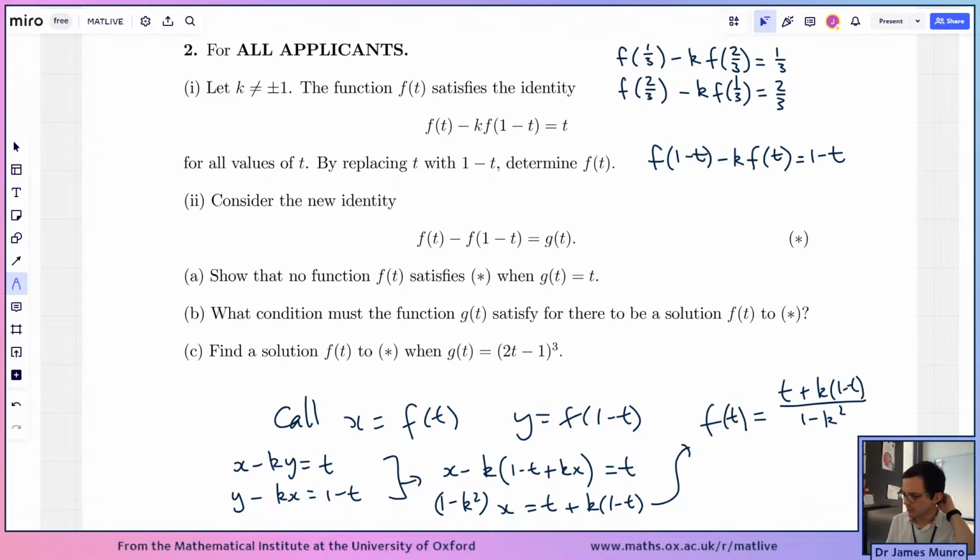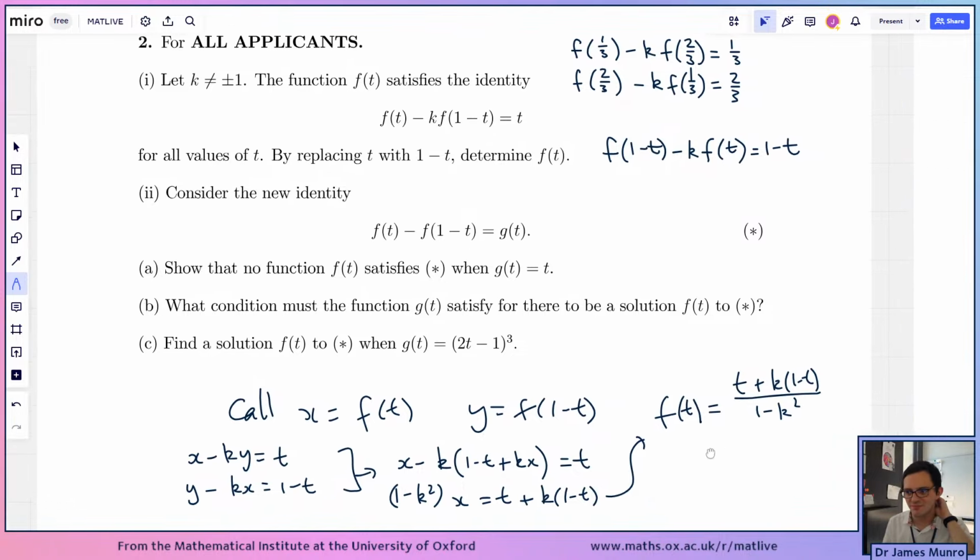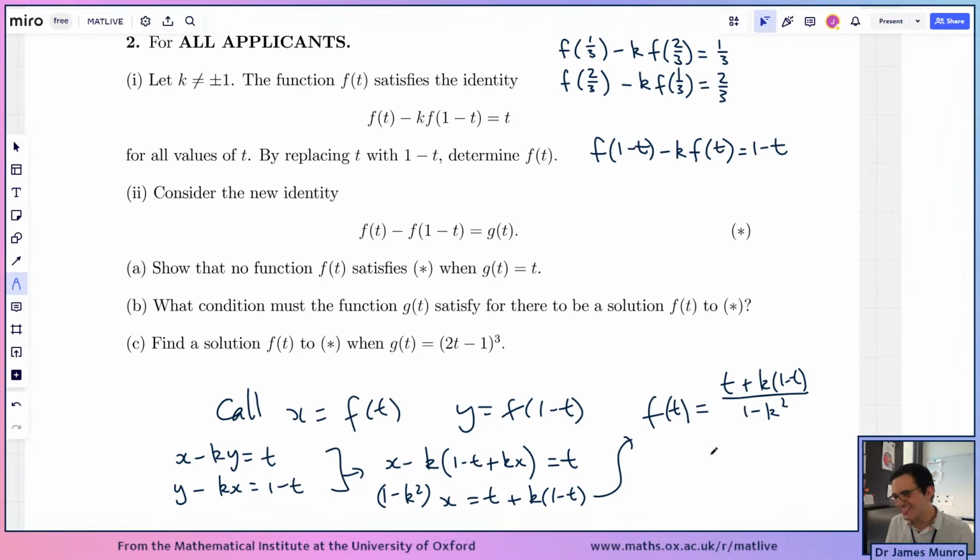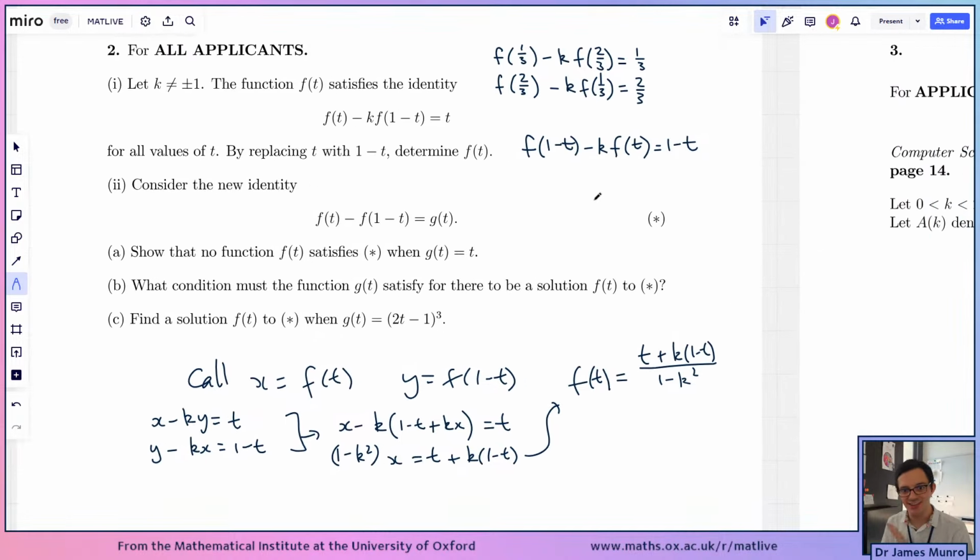Okay. I think this is maybe the hardest part of the question. I'm not sure, but this kind of messing around with switching the t's with 1 minus t's is, in my experience, the bit that people find the weirdest.